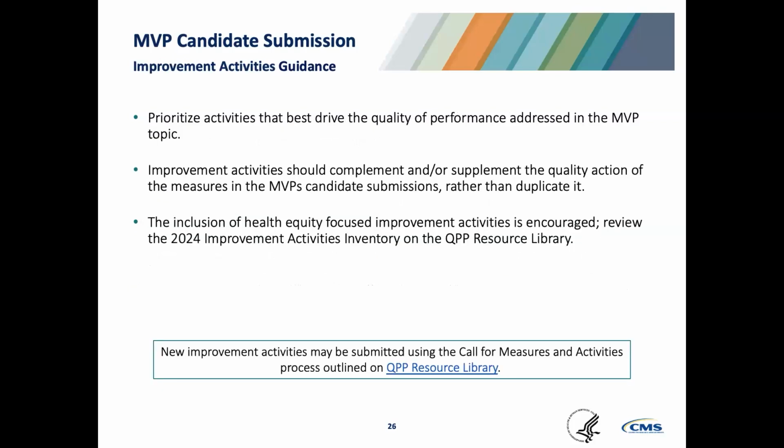The improvement activities performance category guidance includes the following. Prioritize activities that best drive the quality of performance addressed in the MVP topic. Improvement activities should complement and/or supplement the quality action of the measures in the MVP candidate submission rather than duplicate it. And the inclusion of health equity-focused improvement activities is encouraged. Please review the 2024 Improvement Activities Inventory on the QPP Resource Library for additional information. Next slide, please.